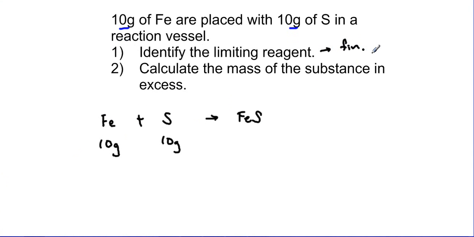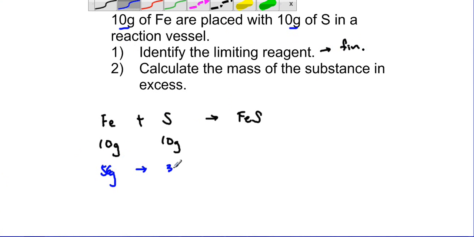What we will have to do is look at the periodic table and see the masses of the given substances. So if we look at the periodic table, we see the mass of iron is 56. So we know that 56 grams of iron will always react with 32 grams of sulfur. Now looking at that, we see that a greater amount of iron will react with a smaller amount of sulfur.